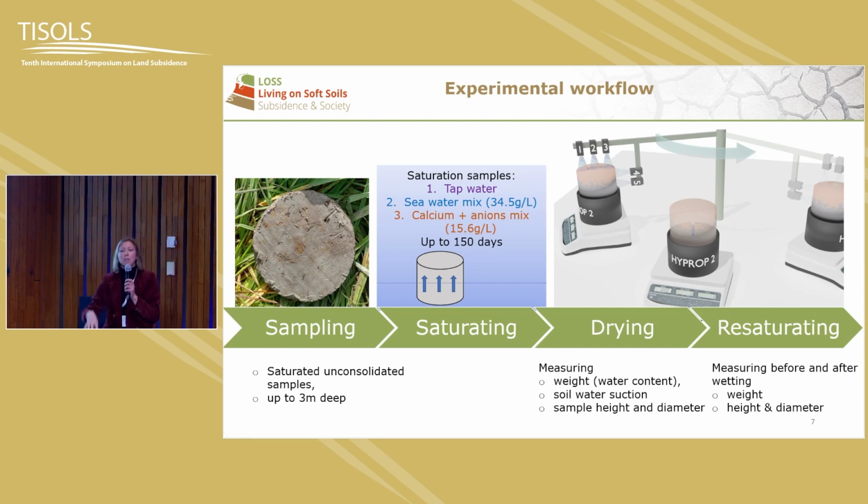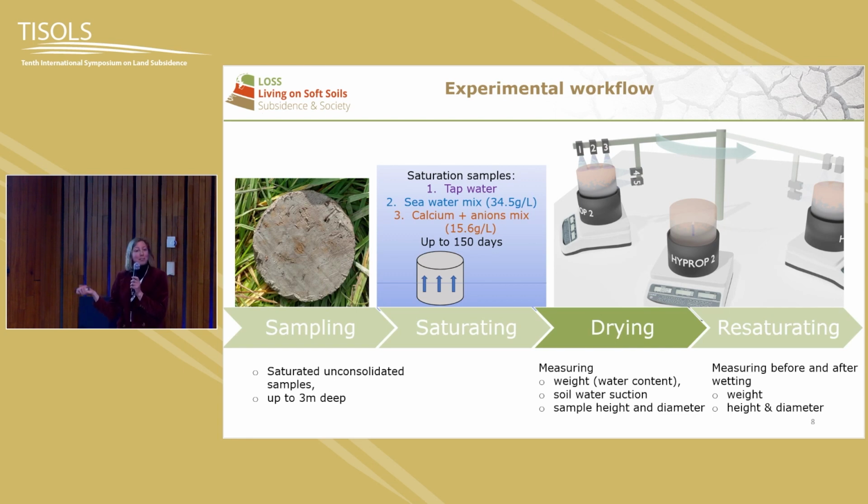Before that, we need to sample. We use a specific coring set for this. The samples are about 5 centimeters high and 8 centimeters in diameter. And in this experiment, we saturated them for quite a long time with different solutions. So we have the tap water, a seawater mix, artificial, and an anion and calcium mix, which has the same negative ions as are present in seawater, and the positive ion is calcium. And after drying, we also resaturated the samples to determine what was reversible and what was irreversible shrinkage.